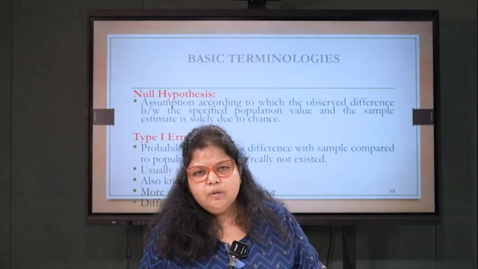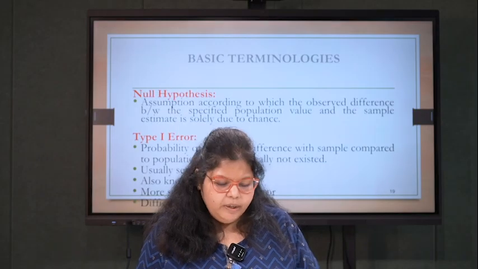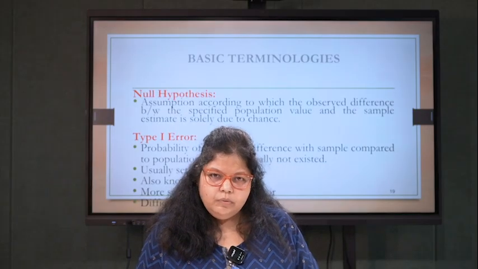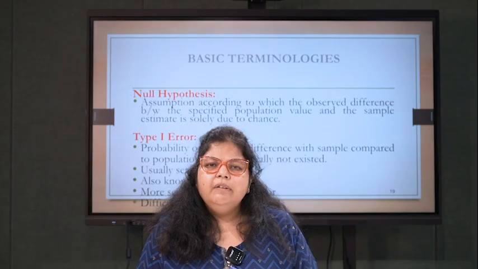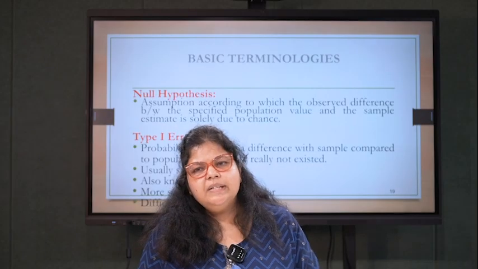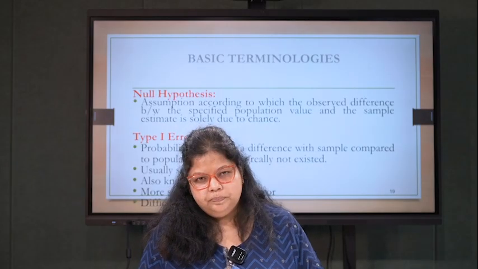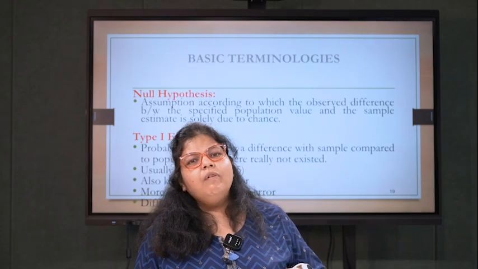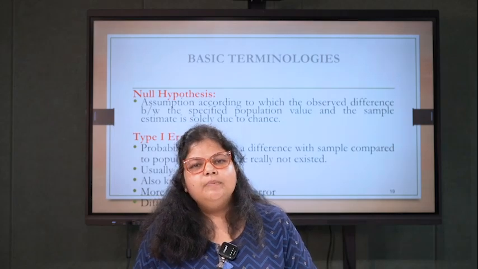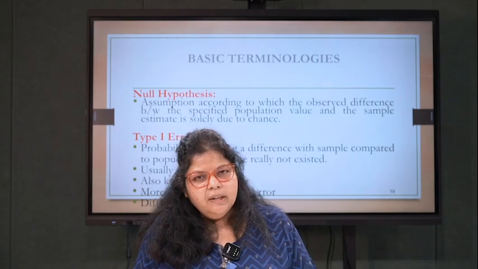If one crow is white, then every crow is not black, right? So my hypothesis will be rejected. What will statistics do? Statistics will refute this null hypothesis. It will say there is no white crow. There is no white crow. So ultimately it has been proved that all crows are black.